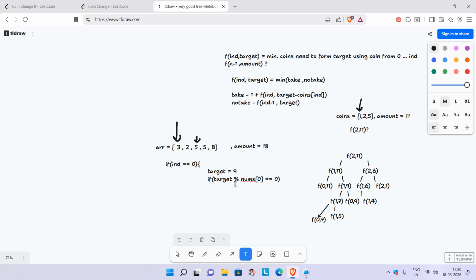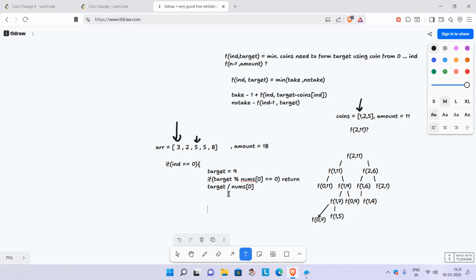So it means it is possible to use many occurrences of nums[0] such that the sum becomes the target value. In that case, we simply write the possible cases here. It's nothing but target divided by nums[0]. Okay, so these are the possible cases.